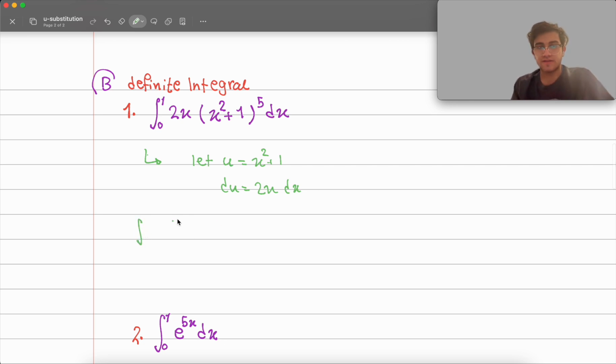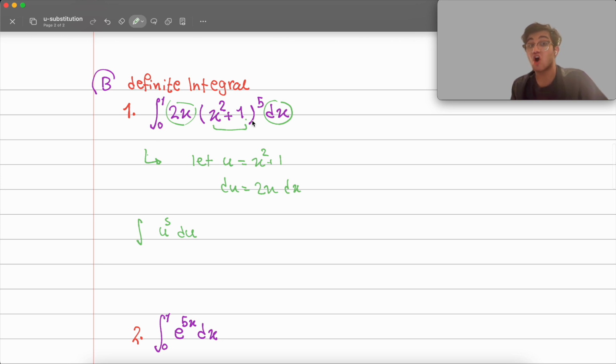And I'm going to write the integral. Now I have 2x and dx. I can replace it with du, and x squared plus 1, I can replace it with u. So it will be u to the 5 du. How about the limits? How about the bounds?